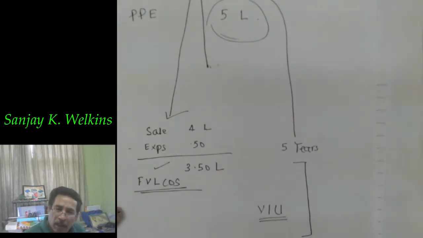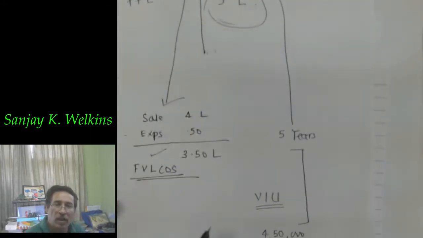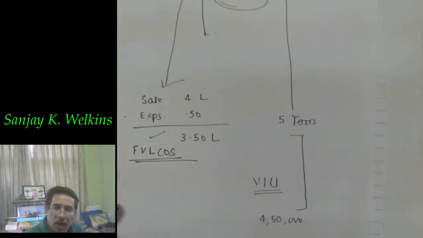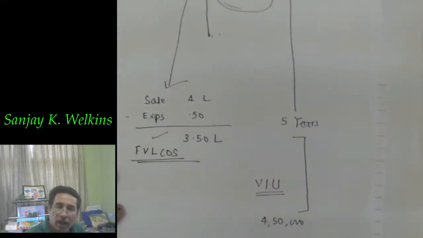And if I may keep on using this particular asset till the end of its life, and the remaining life happens to be, let us say, 5 more years, and during these 5 years, this particular asset combinedly could deliver a return of 4,50,000, better known as value in use.